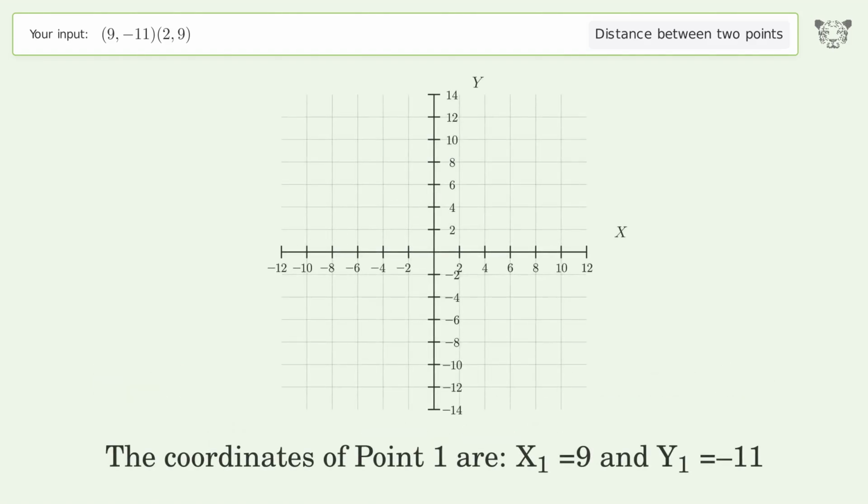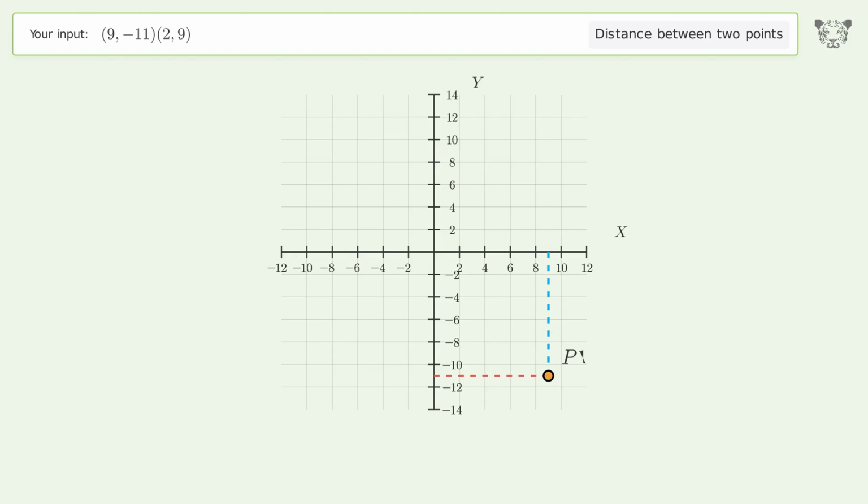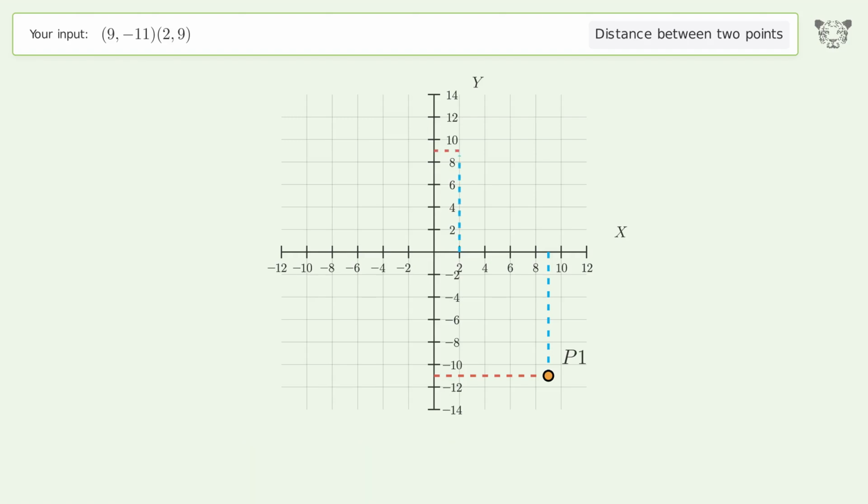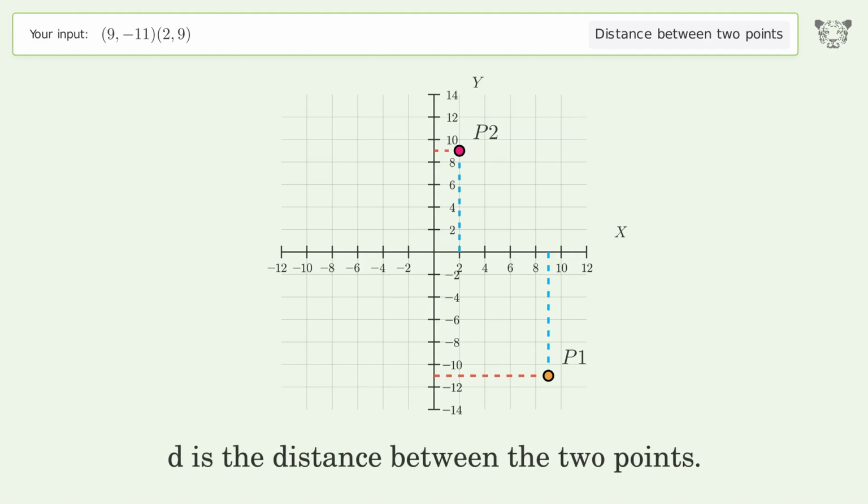The coordinates of point 1 are x1 equals 9 and y1 equals -11. The coordinates of point 2 are x2 equals 2 and y2 equals 9. D is the distance between the 2 points.